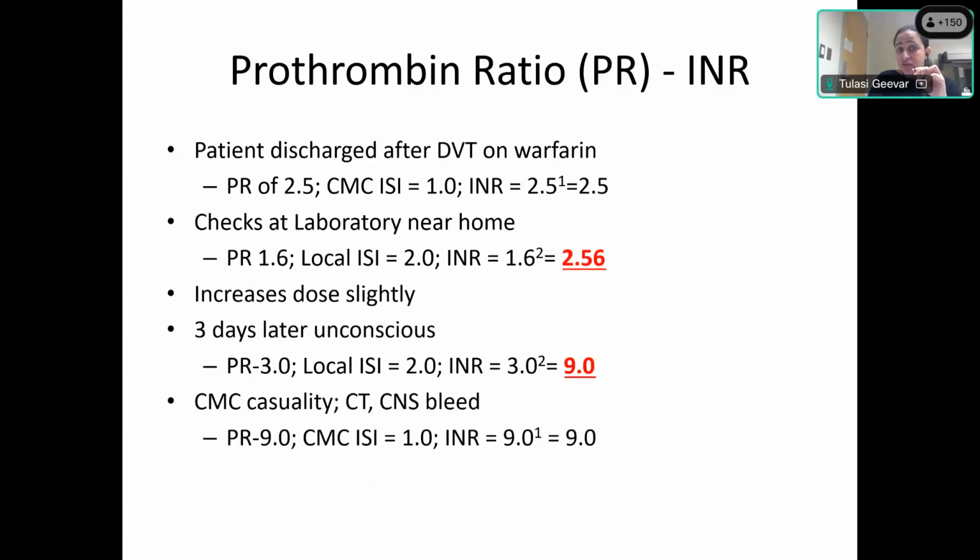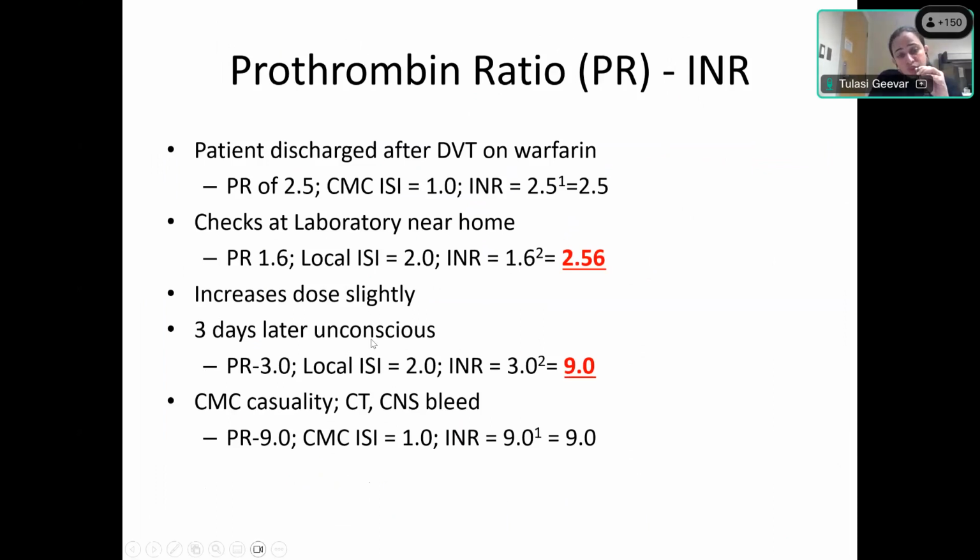Now, when we go back to our case, the patient was discharged on warfarin, had a prothrombin ratio of 2.5 at CMC. The reagent used had an ISI of 1, so the INR is 2.5. He goes to a local laboratory. The ISI is 2.0, so the INR is actually 1.6 whole raised to 2, which is 2.5. The dose was increased unnecessarily because the patient was still anticoagulated and it was within the expected therapeutic range.